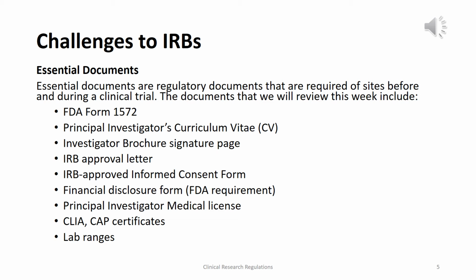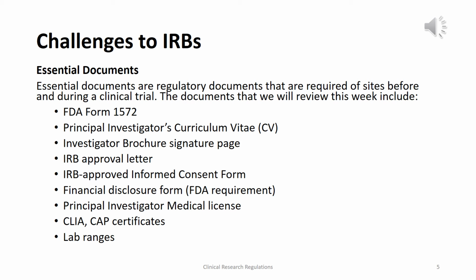It's 1 page. It basically asks the investigator, and this is also true of others that work on the trial, to indicate whether or not they have a financial stake of any kind in the sponsor. You'll also see a copy of the principal investigator medical license. You'll want to know what those look like.